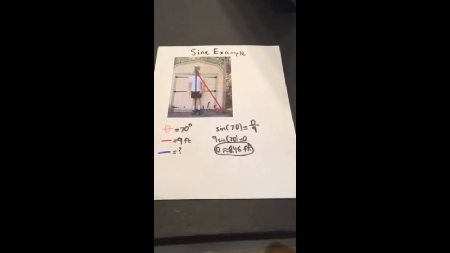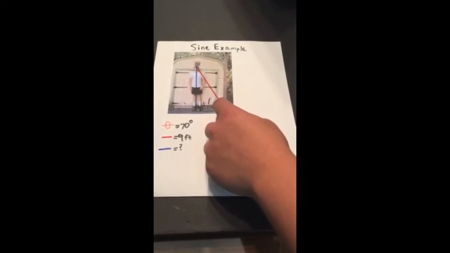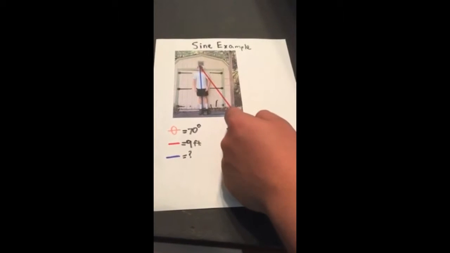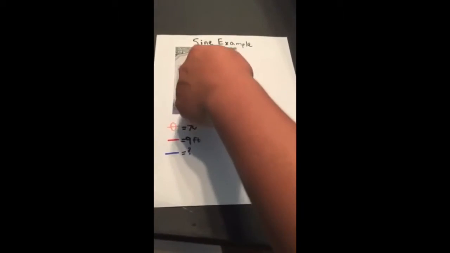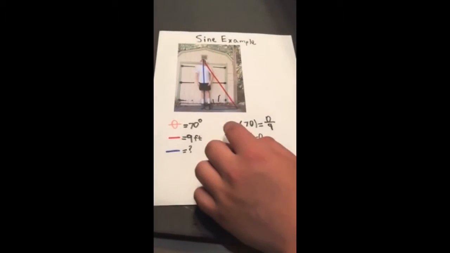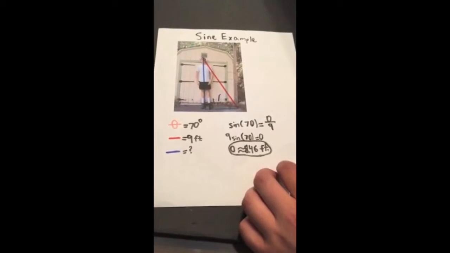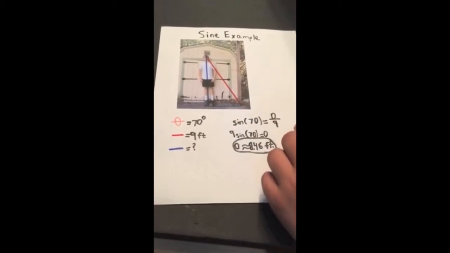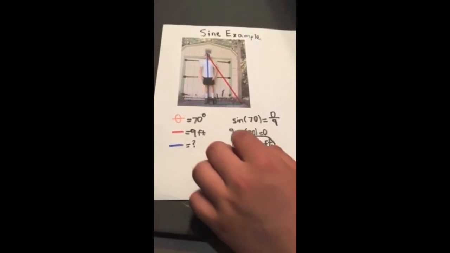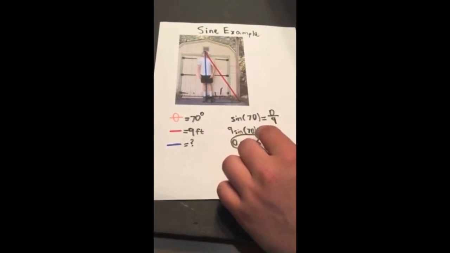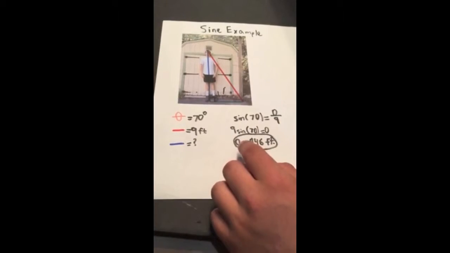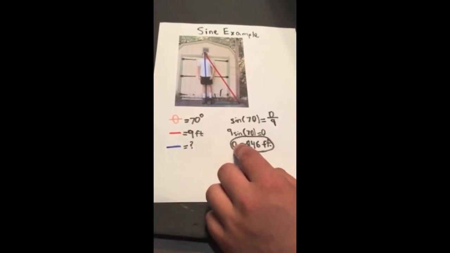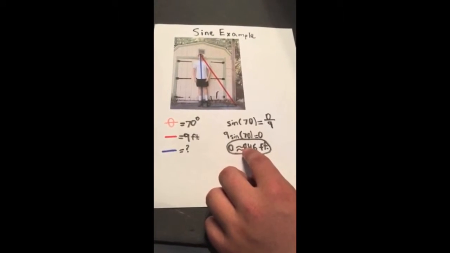For the example for sine, we're given that the angle theta is 70 degrees. We're given that the distance from Kyle's head to the edge of the blacktop is 9 feet, and we have to figure out Kyle's height. So sine of 70 would be Kyle's height, or opposite, over 9. And then you'd multiply both sides by 9 to get 9 sine of 70 equals Kyle's height, or O. And then that would calculate to be approximately 8.46 feet.